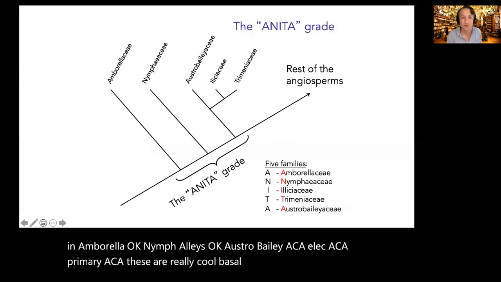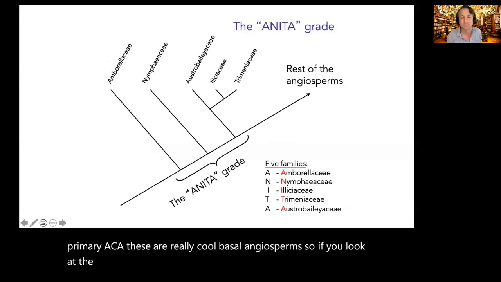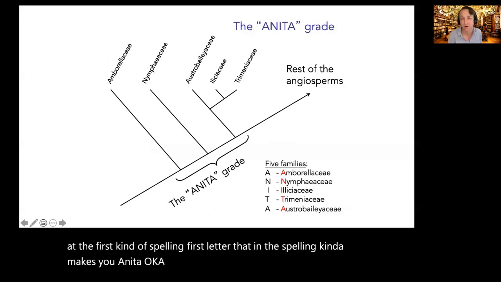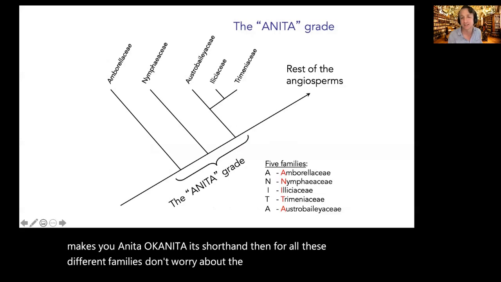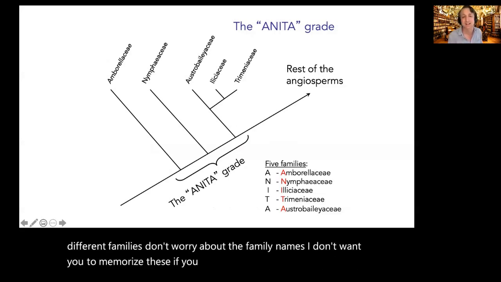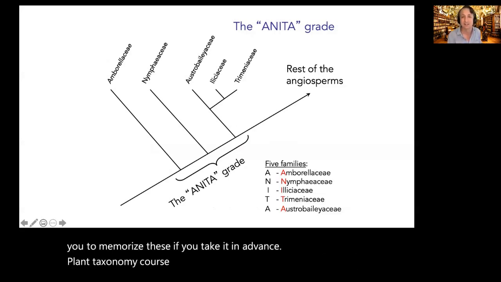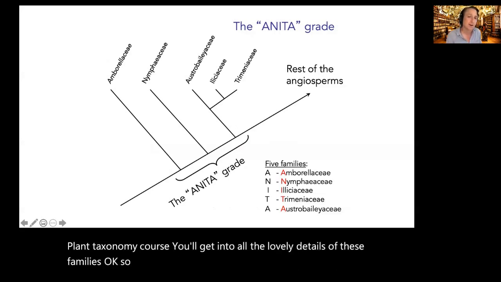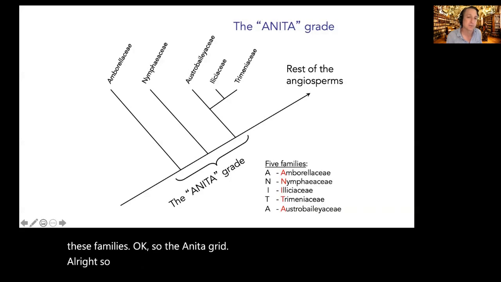So if you look at the first letter in the spelling, it makes up ANITA, A-N-I-T-A. It's shorthand for all these different families. Don't worry about the family names. I don't want you to memorize these. If you take an advanced plant taxonomy course, you'll get into all the lovely details of these families. Okay, so the ANITA grade. These are some of our extant basal angiosperms.